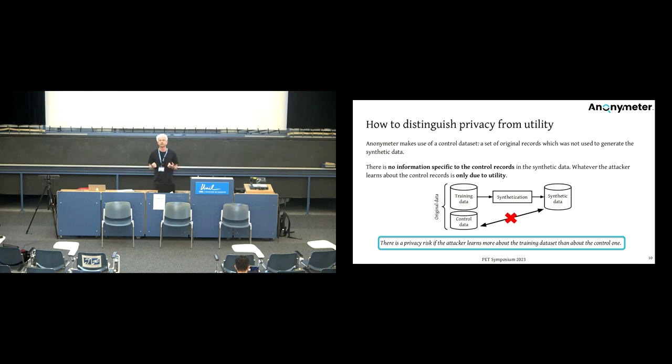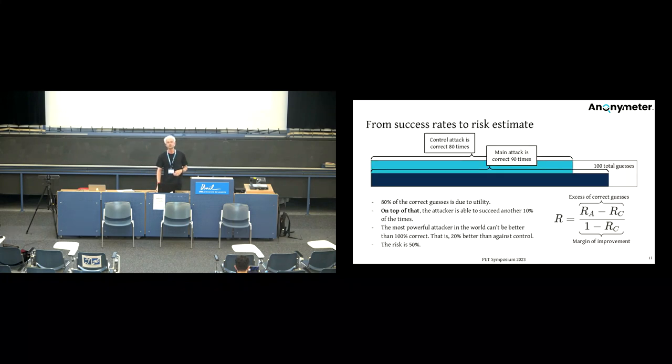So basically, measuring the success rate of the attacker against targets from the control data set gives you a handle on the utility, and everything that is in excess of that will indicate the presence of a privacy violation. So basically, we construct a measure of the risk that is a normalized excess of success rate, using the success against the control as a baseline, let's say, for utility.